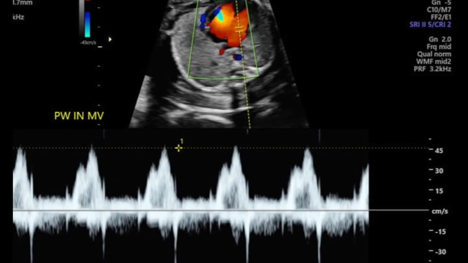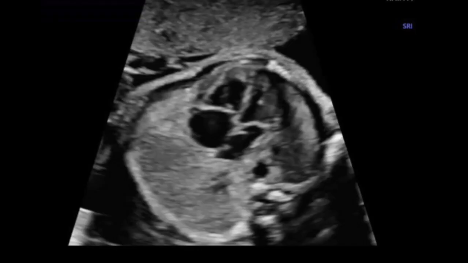This is the PW in the mitral valve. The same you will get in the tricuspid valve. This is the E wave and the A wave, and this M kind of pattern you always get whenever you are sampling the atrioventricular valves in a four-chamber view. So this is what I mean by these 12 checklist points.